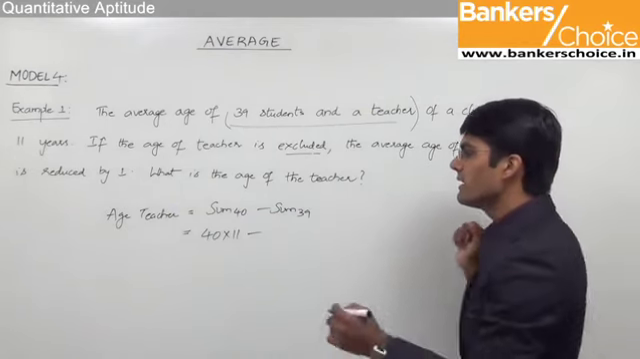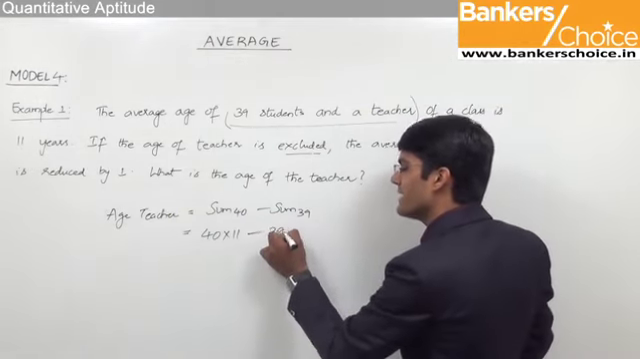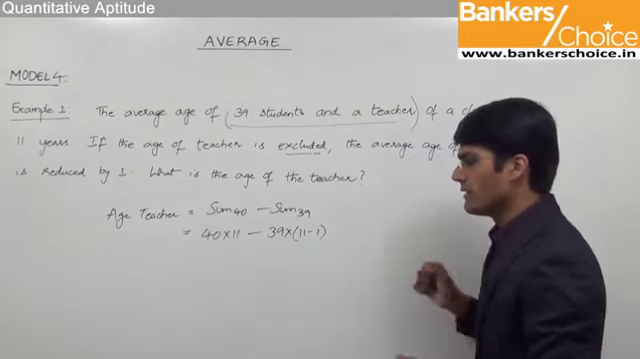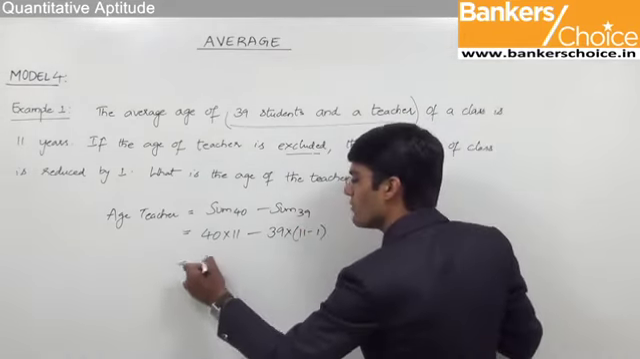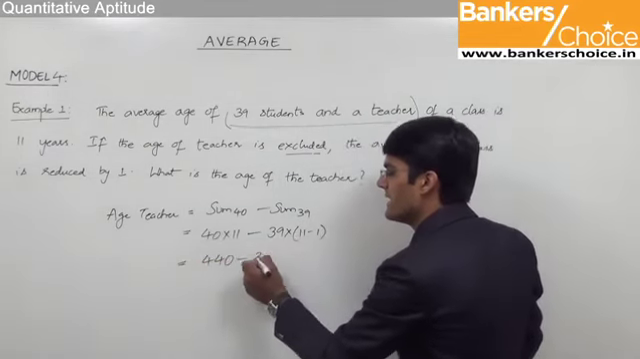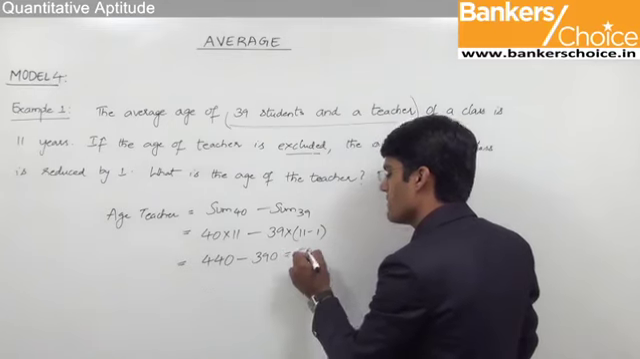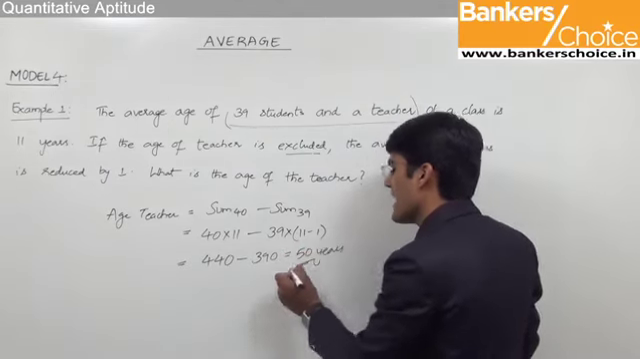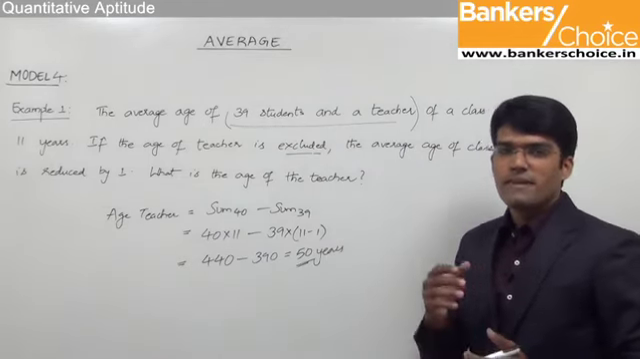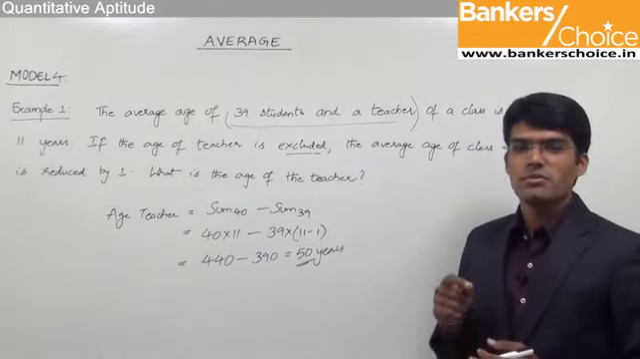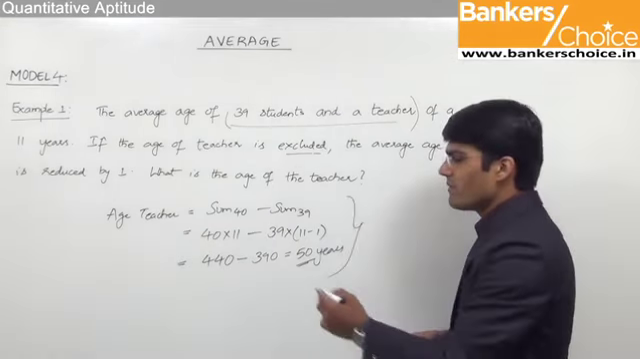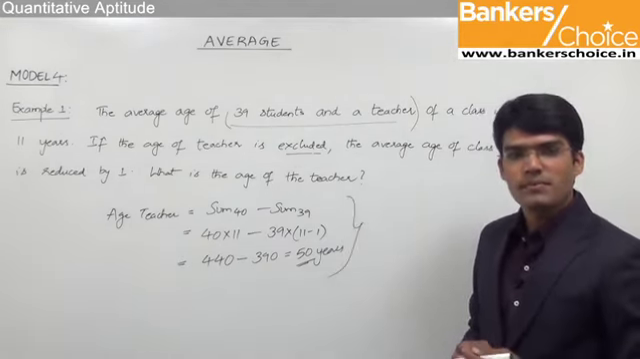That means the average becomes 11 minus 1, 10 years. So the sum of these 39 students can be taken as 39 into 11 minus 1, since the average is reduced by 1. By solving this, we get 440 minus 39 into 10, 390, which is equal to 50 years. So we can say that the age of the teacher is 50 years. But friends, if you try to be smart and use the concept that we have discussed earlier, the same question can be answered without writing all these steps.